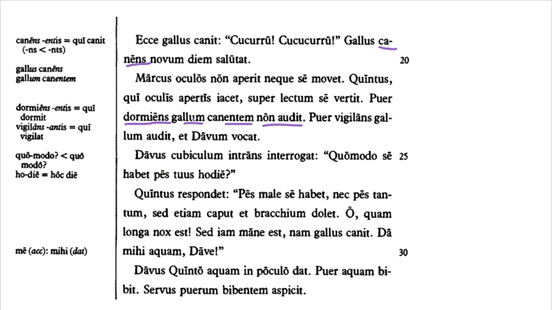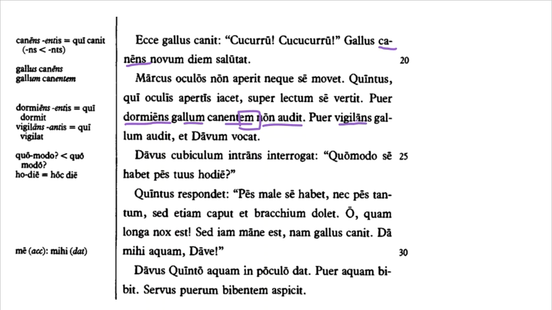Here again you have a participle in canentem, but notice that this is now in the accusative case as indicated by this em ending. Right? So the puer dormiens, the sleeping boy, non audit, does not hear the gallum canentem, the singing rooster. Right? Another participle here with puer vigilans.